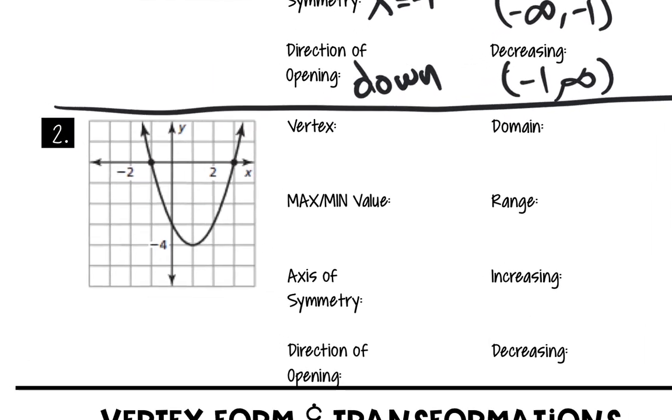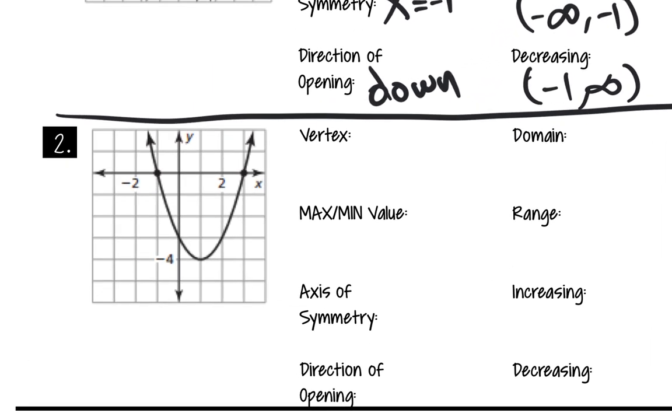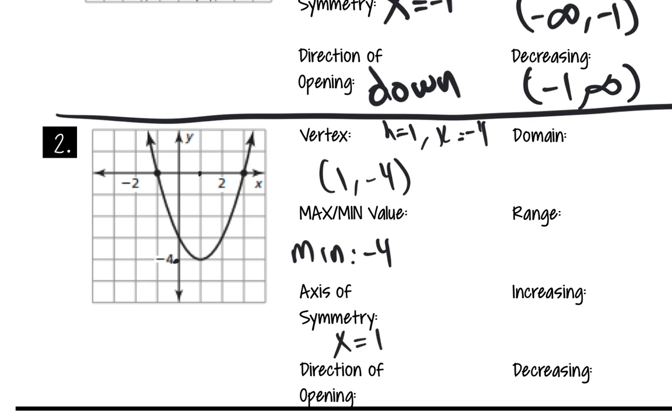We're going to do the same thing for the second question. My vertex is my h and k, where h is 1 and k is -4. That's definitely a minimum or a low value. Axis of symmetry, I use the h value.